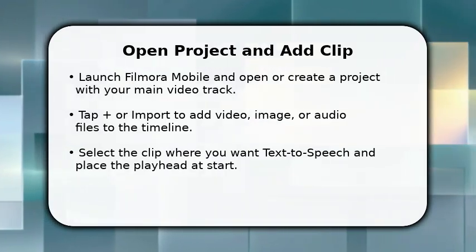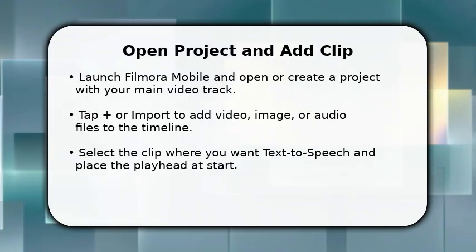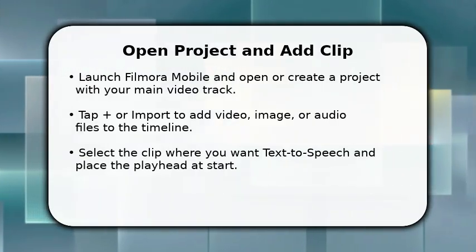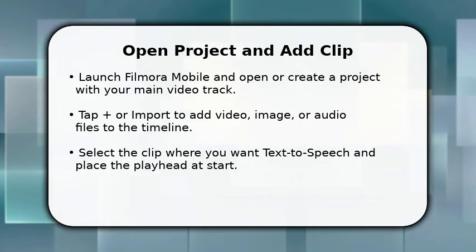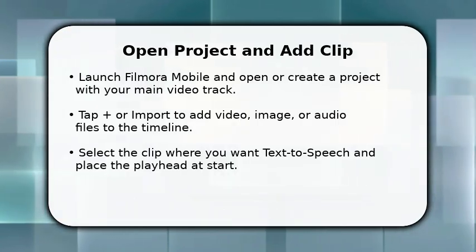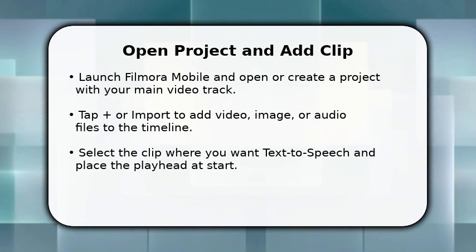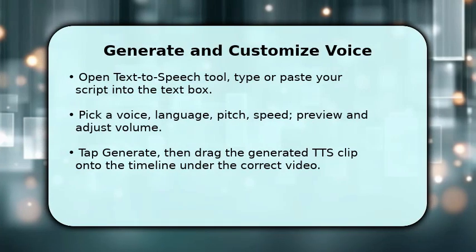Then tap the audio or voice tool. Choose text-to-speech so Filmora can convert written text into a narration track you can edit and position precisely. Next, create the voice. Open Filmora's text-to-speech panel and paste or type your script.